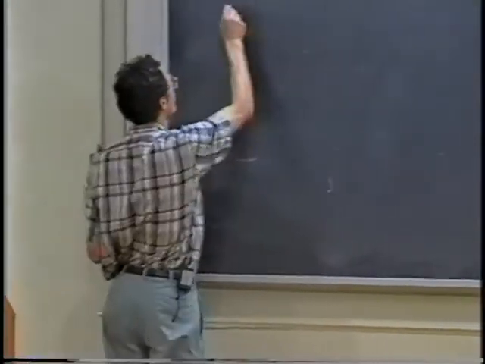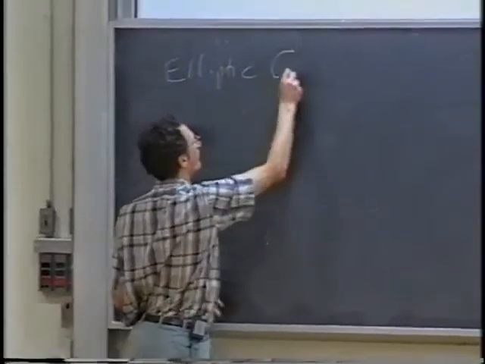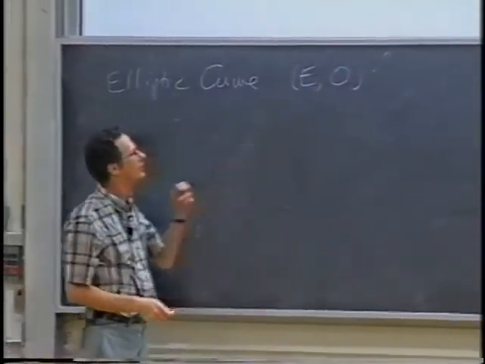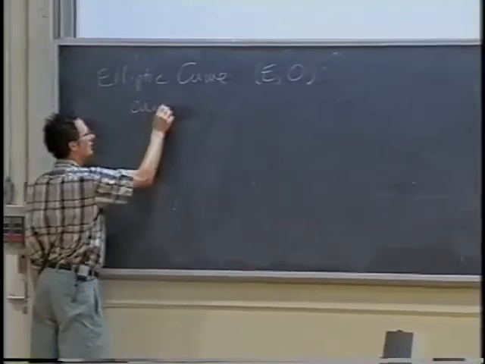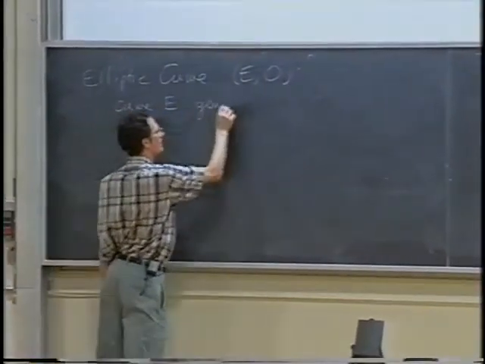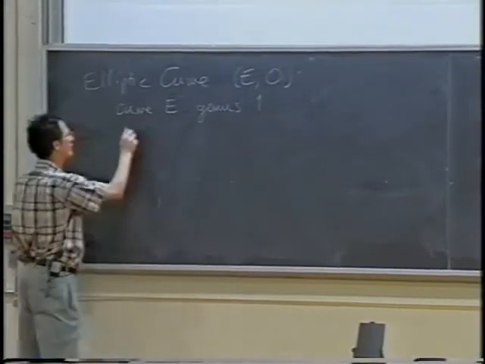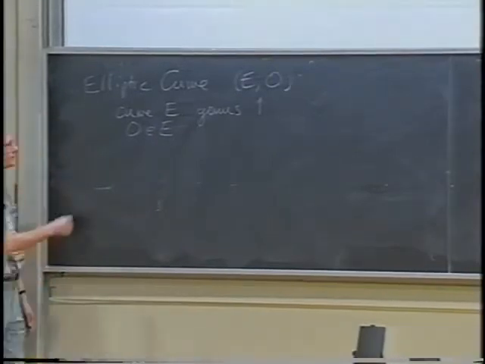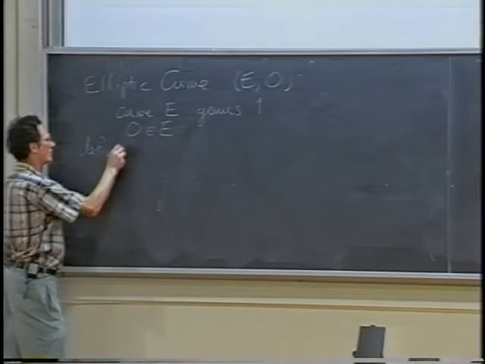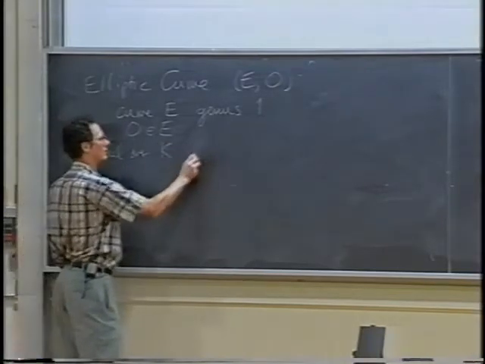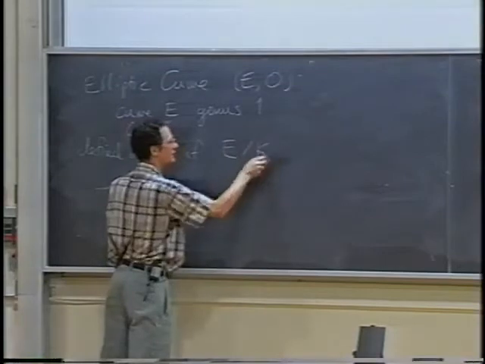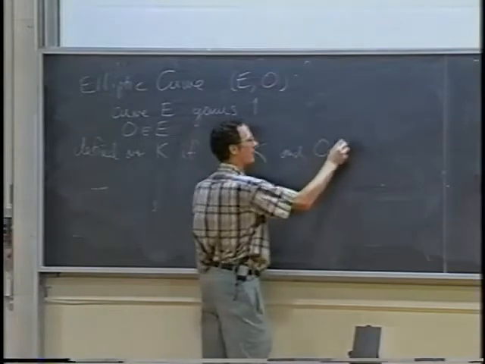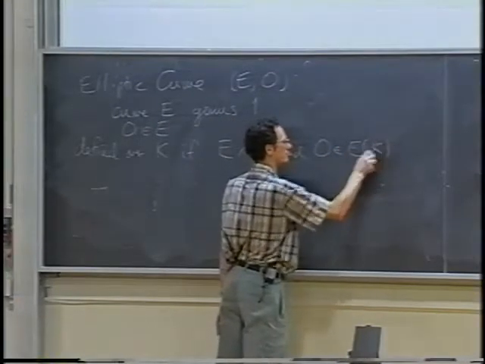Okay, an elliptic curve is a pair consisting of a smooth projective curve E of genus 1 and a fixed base point on E. And one says that the elliptic curve is defined over K if the curve itself is defined over K, so it's given by an equation with coefficients in K, and the base point is rational.